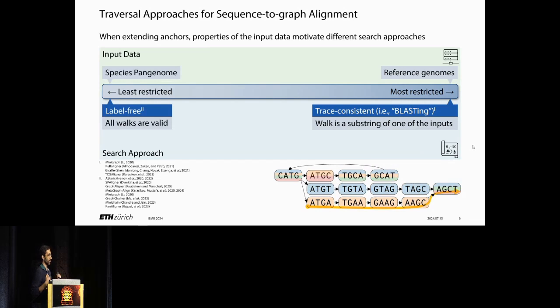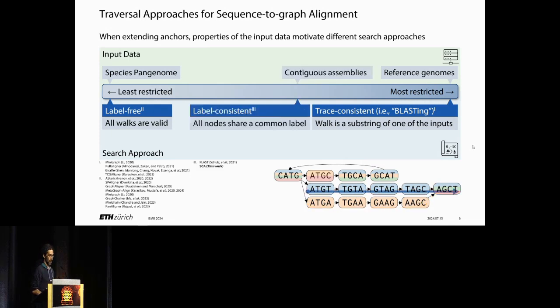On the opposite end, we have what we refer to as label-free extension, where all walks in the graph are considered to be valid. And this works for single species pangenomes, where you can assume that a number of different walks in this graph are biologically relevant recombinations. An intermediate mode is label-consistent alignment, where all nodes within the walk have to share a common label. And this works well if you're indexing a collection of contiguous assemblies where you know that these long paths exist to be able to align your query against.